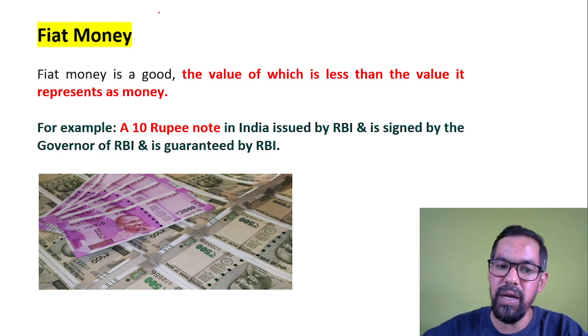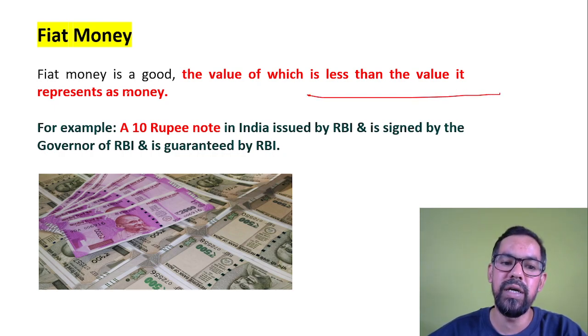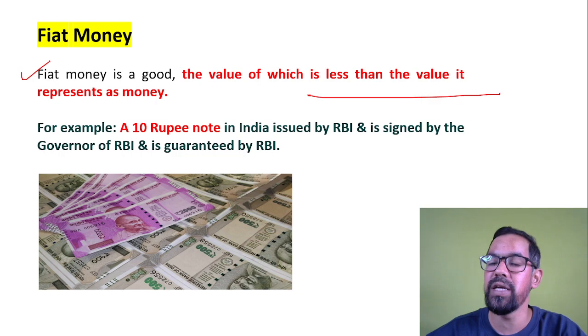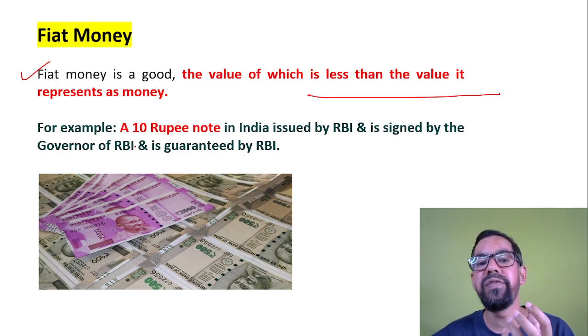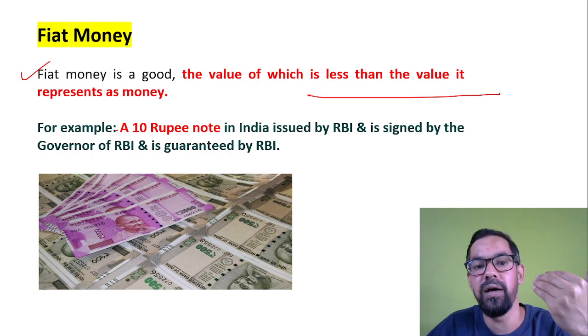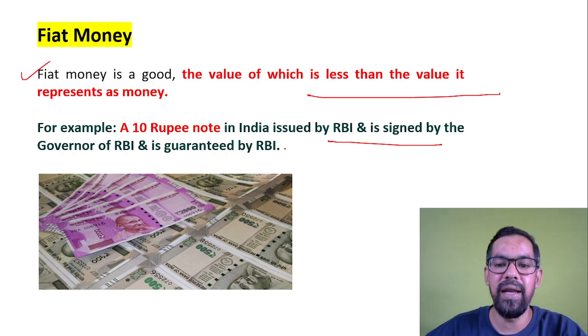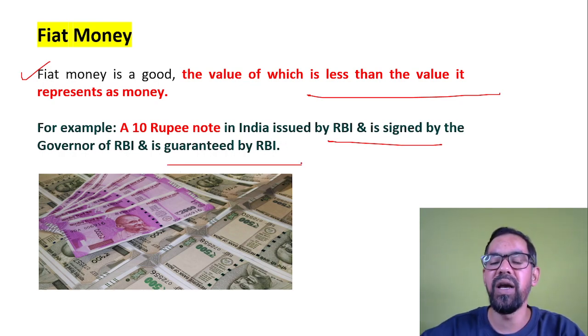Okay, fiat money is a good the value of which is less than the value it is represented as money. As I gave you the example of the 2000 rupees note, the manufacturing cost of the 2000 note is about 3.5 rupees, but the face value of that particular money is rupees 2000. So the intrinsic value is only 3.5, but it represents the face value of 2000 rupees. For example, the 10 rupees note in India is issued by RBI, signed by the RBI governor, and guaranteed by RBI.